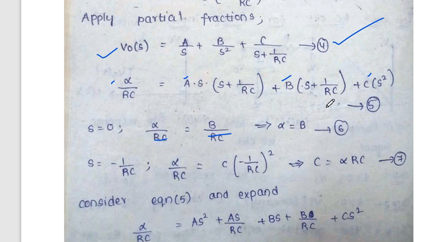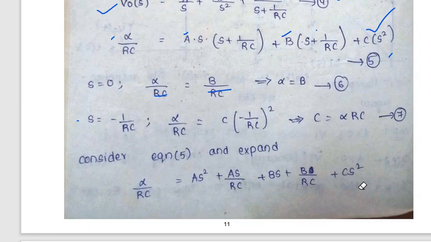Similarly, substitute S is equal to minus 1 by RC in equation number 5. When S is equal to minus 1 by RC, the A term is 0 and the B term is also 0. Only the C term appears. Therefore alpha by RC is equal to minus 1 by RC whole square into C. Therefore the RCs cancel, and cross multiplying, C is equal to alpha into RC. This is equation number 7, which represents the value of C.